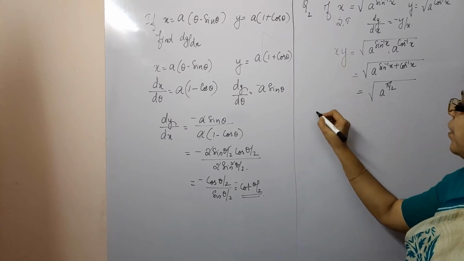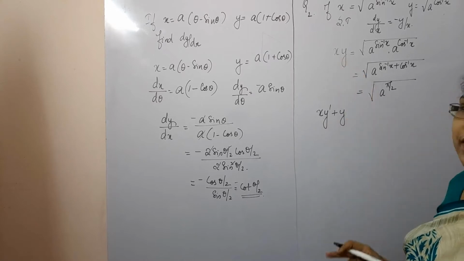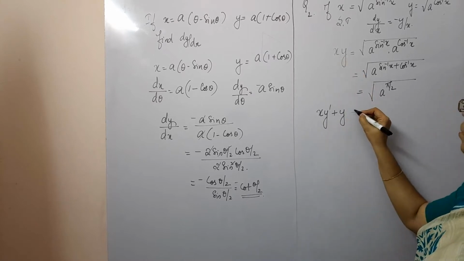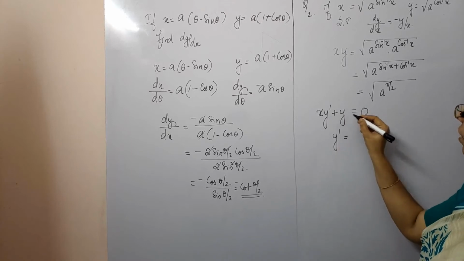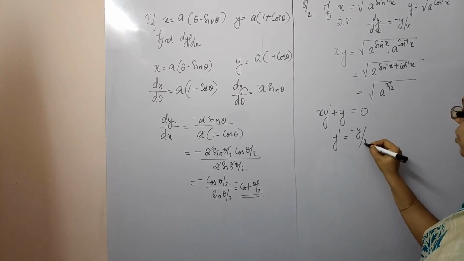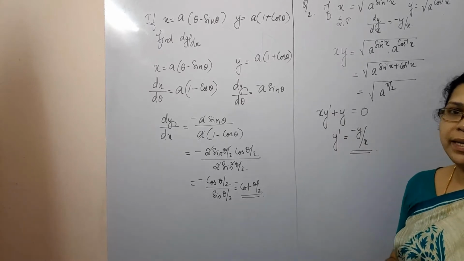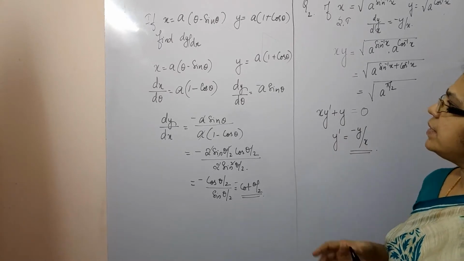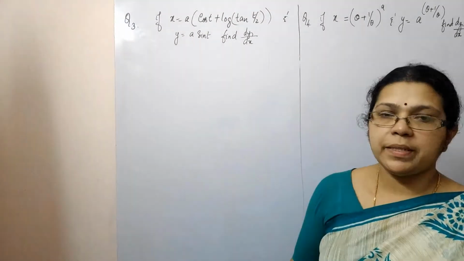Now I apply the product rule here. x into y dash plus y into derivative of x, which is 1, is equal to 0. So what is y dash? y dash is equal to, when y comes this side, minus y, and x comes to the denominator, so minus y by x. Am I clear? These are very simple questions. Now we come to the next question.